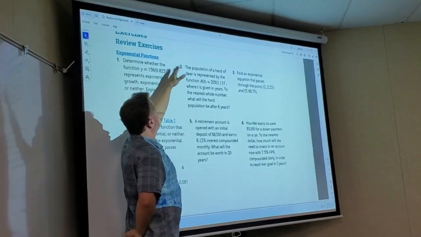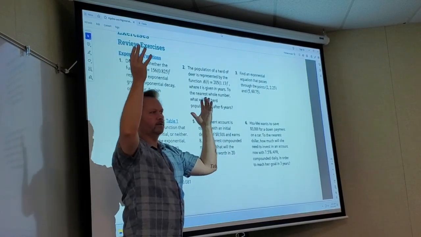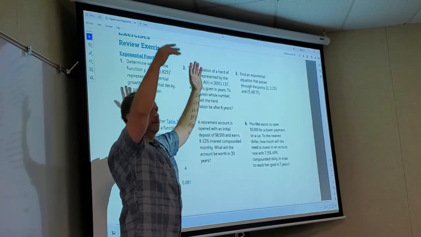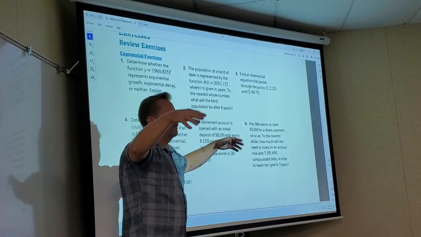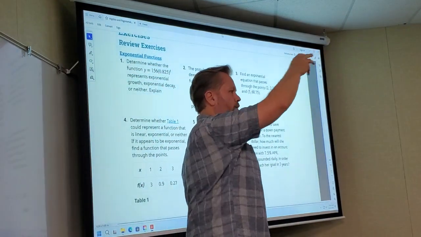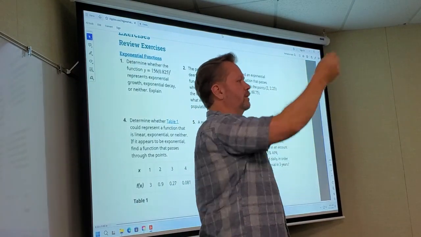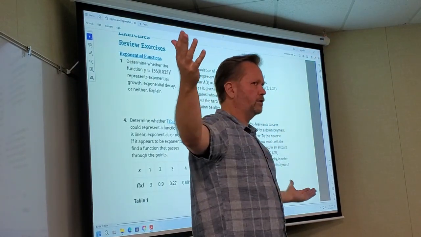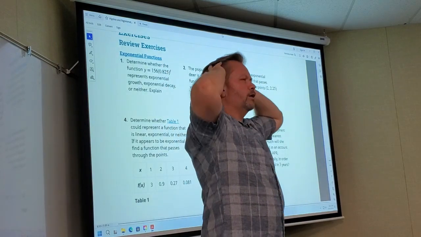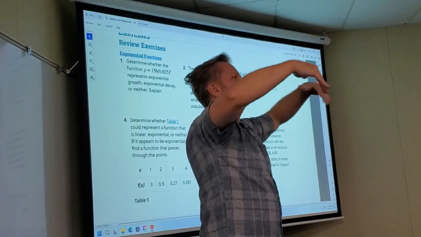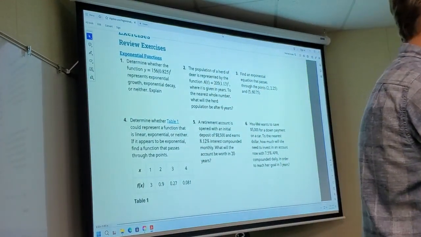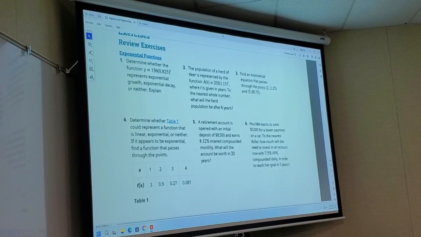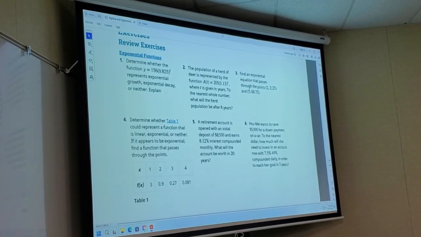If I had like t to the negative 3, it's neither. It's none of it, because if it is decay, it's not exponential. It's not in the form constant to a variable power. If I have t to the negative 3, that's not exponential, correct? Students look and go, well, it's got an exponent. No, what does exponential function mean specifically? The variable is in the power. An exponential function is when the variable is in the power.